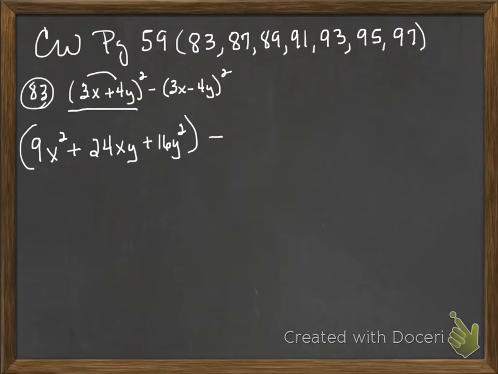And then I'm going to square this second binomial by doing the shortcut, square, double, square. 3x squared is 9x squared. Bring down my sign. Multiply these two together. 12xy, double that. That's 24xy. Square the negative 4. Negative 4y times negative 4y is positive 16y squared. Then we're subtracting, so we can drop the first set of parentheses.